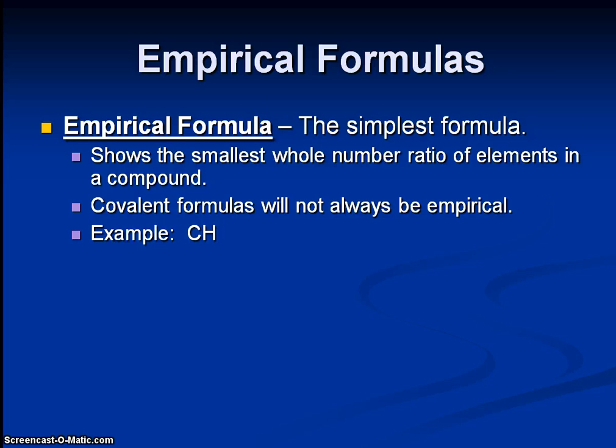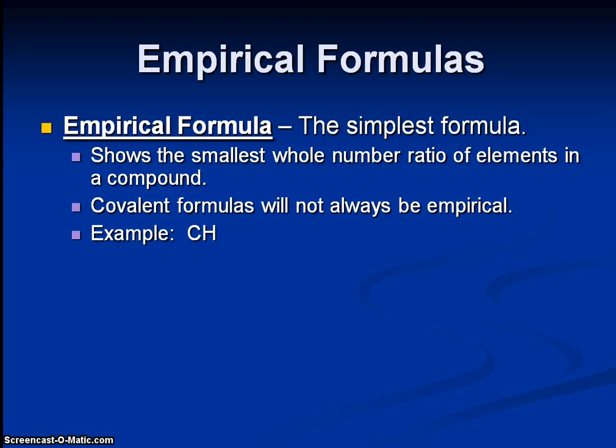An empirical formula, when you look at that word, I want you to think of the simplest ratio. So in your notes, I want you to highlight or circle the word simplest. And anytime you see empirical, you need to think simplest ratio. So basically, this is a formula that shows the smallest whole number ratio of elements. And we've talked about the fact that for ionic compounds, it'll always be the simplest ratio. But for covalent, it's not necessarily empirical every time.